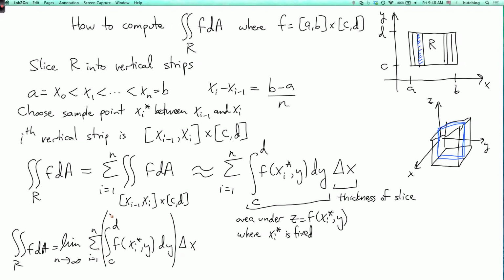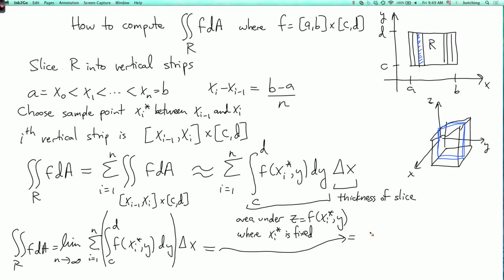Now you can think of this integral in parentheses as a function of xi star here. So what we're doing is we have the limit as n goes to infinity of the sum from i equals 1 to n of some function of xi star times delta x. And if you remember the single variable definition, this is the definition of the integral of that function of y. So this limit is equal, I sort of ran out of space, so I'll put it over here.